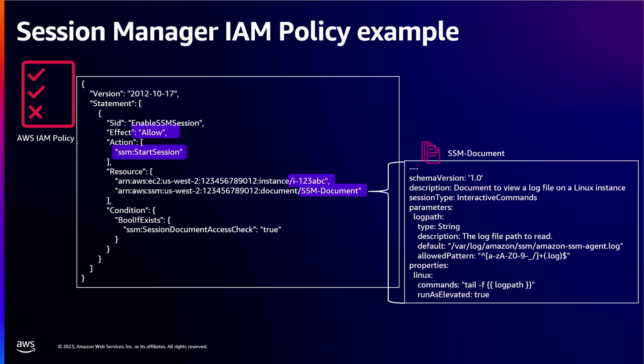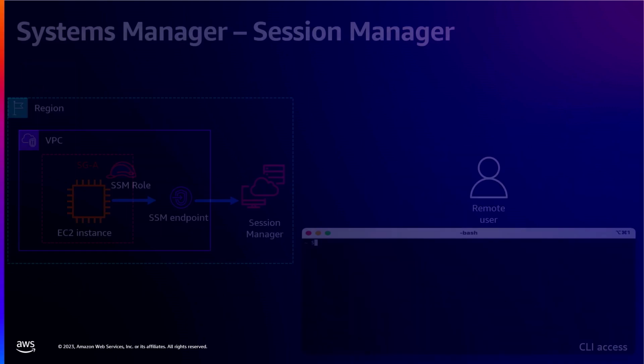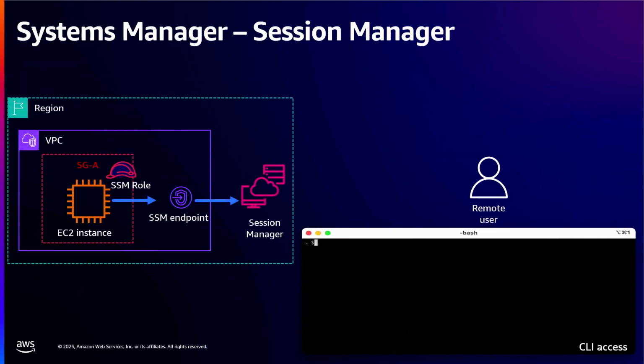So here, in this example SSM document, we're saying, as soon as someone connects, there's going to be a specific log path we're interested in, and we want to immediately start tailing, or effectively looking at what's appearing in that log path.